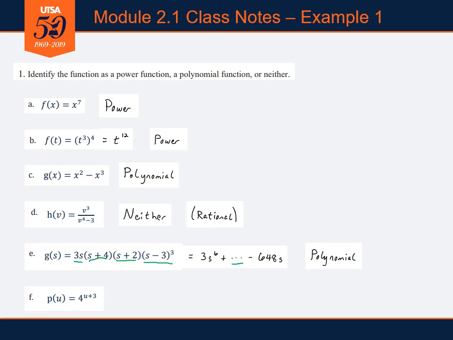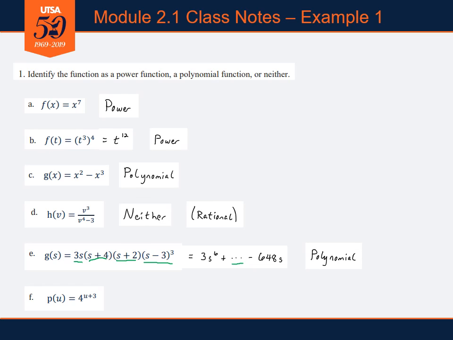Finally, in part F, we've got p of u equals 4 to the u plus 3 power. And this, again, at first glance, looks like we've got a variable, we've got a whole number power. It looks like it might be either a polynomial function or a power function. Since we've just got the one term, maybe it's a power function. But no, here we have to be careful.